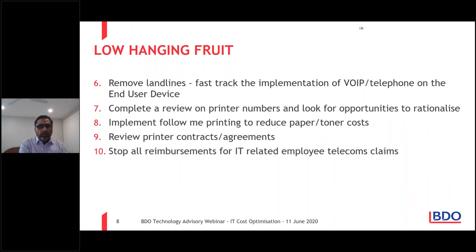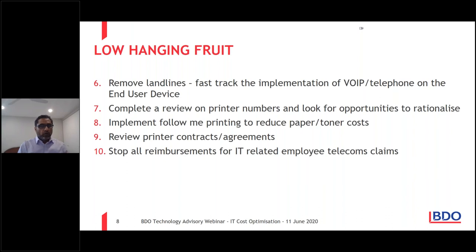The last one is around looking at the printer contracts and arrangements that you might have. We have been into a lot of organizations, and when you start asking about the printer contract, you see that they might have printing contracts with three or four different print service providers. So for certain posters, they go to one person. For certain brochures, they go to someone else. And for some other thing, they go to a third supplier.